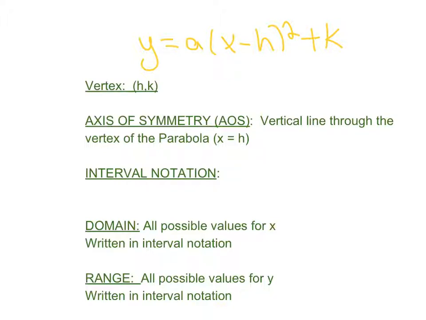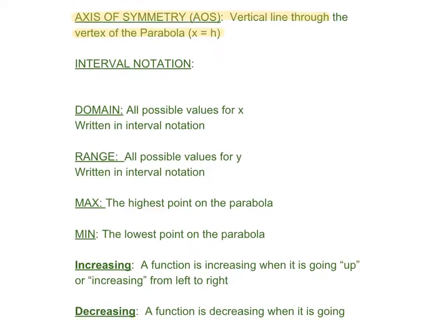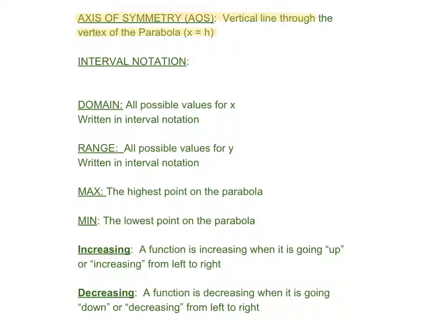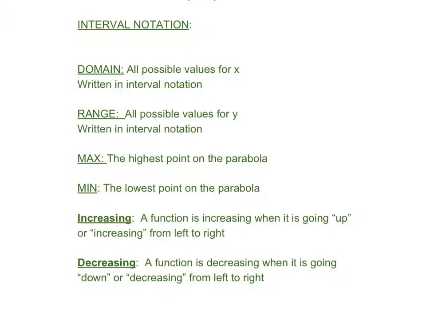So the first thing we need to remember is that the vertex is easy to find when we're in vertex form. It's just at (h, k). The axis of symmetry is just the vertical line through the vertex of the parabola. And so those are two things that we've already done. And then as you start looking down our list, the rest of these things are things that you probably have heard of before, but we are going to take a deeper look at with what we're going to do today.